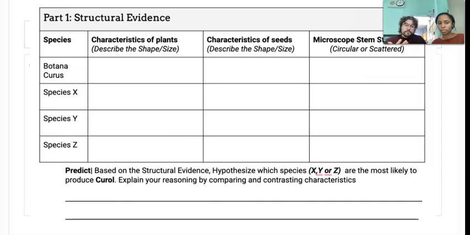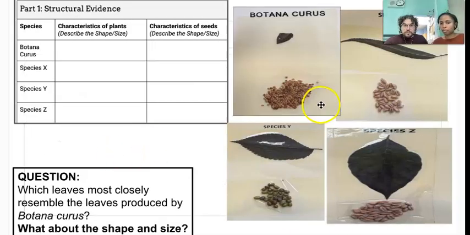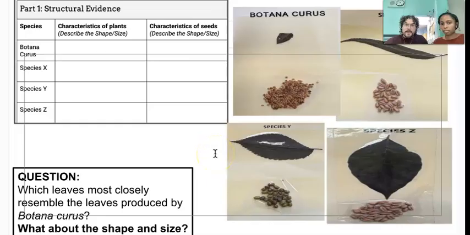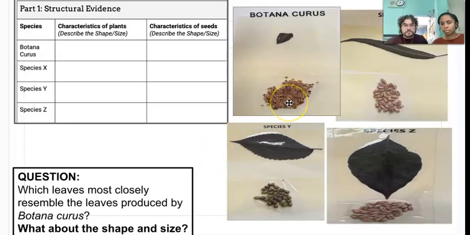Fantastic. So once you've done your pre-lab questions, you're ready to get started on collecting evidence. You'll start in part 1 looking for structural evidence. And so you should have 4 small bags that look like what you see on this slide. They have the leaf and the seeds of 4 different species.